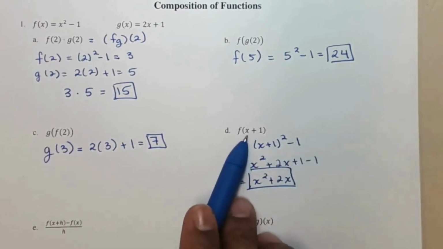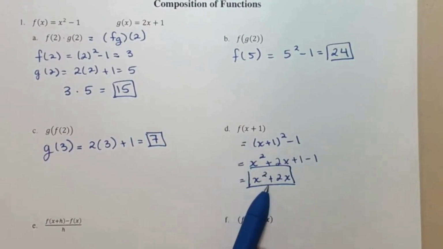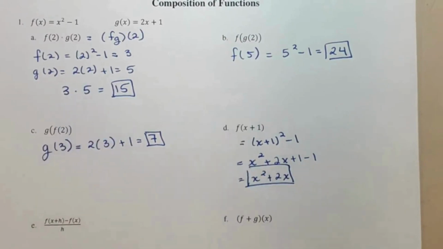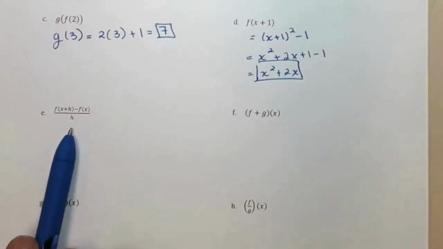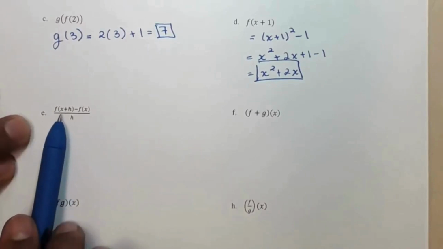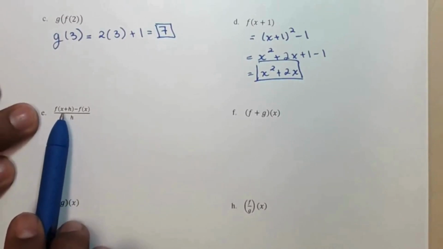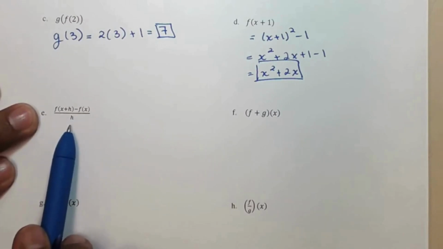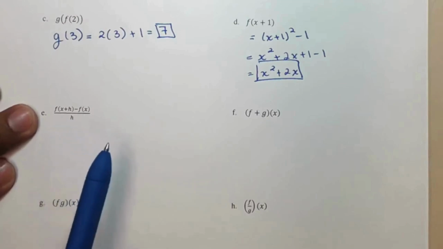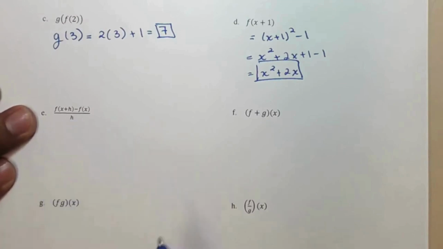So if we have a variable inside of this function, our answer is going to be some kind of expression. If it's plugging in a number, you should get out a number. This next thing you're going to see a lot this semester and also in calculus: plugging in x plus h in for x, subtracting f of x, and dividing by h. So make sure that you are showing all the steps when you do this type of problem.